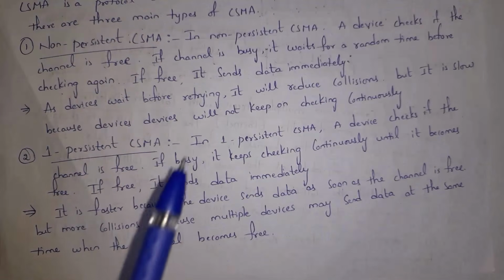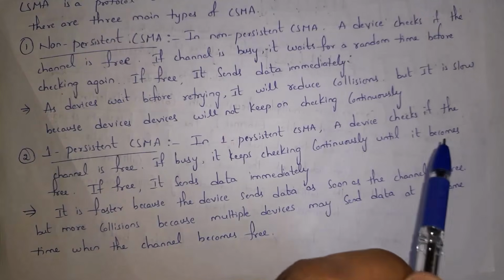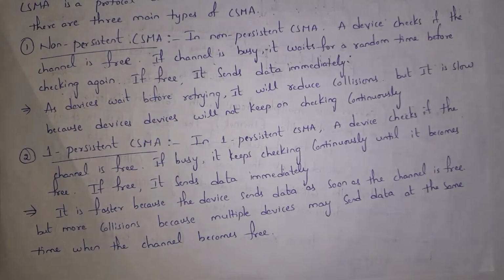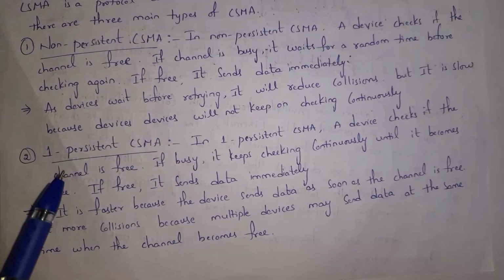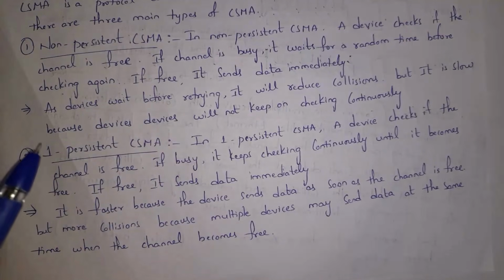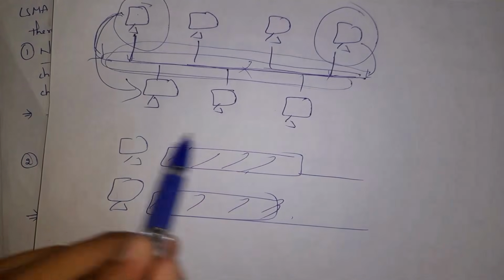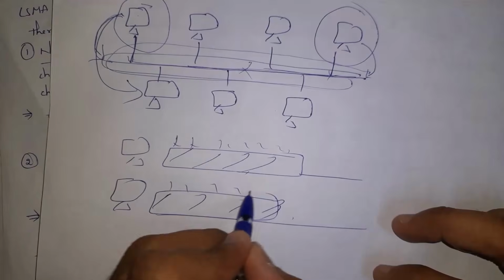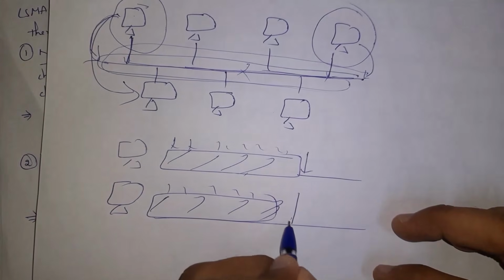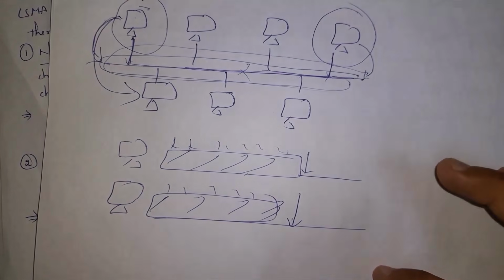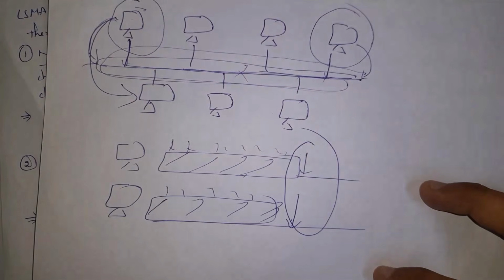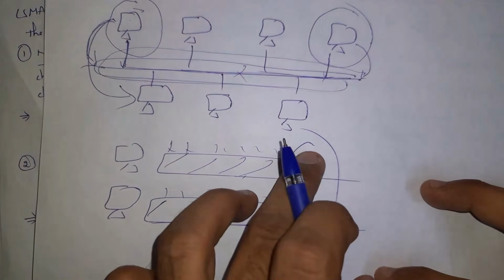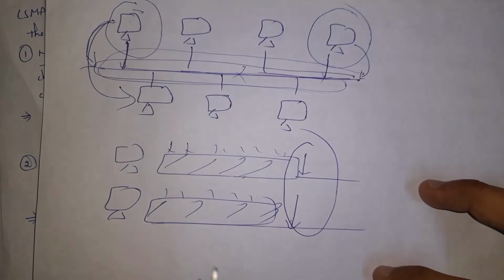Whereas in one-persistent CSMA, the device will keep on checking the channel continuously until the channel is free. And if the channel is free, the device will transfer data immediately. So one-persistent CSMA is fast. Just for example, this computer wants to send data and similarly this computer wants to send data. Other devices are using this channel. So both devices will keep on continuously checking, and immediately when the channel is free, both devices will send data. So again collision will occur because after continuously sensing, both devices will send data at the same time. So here collision chances are very high.